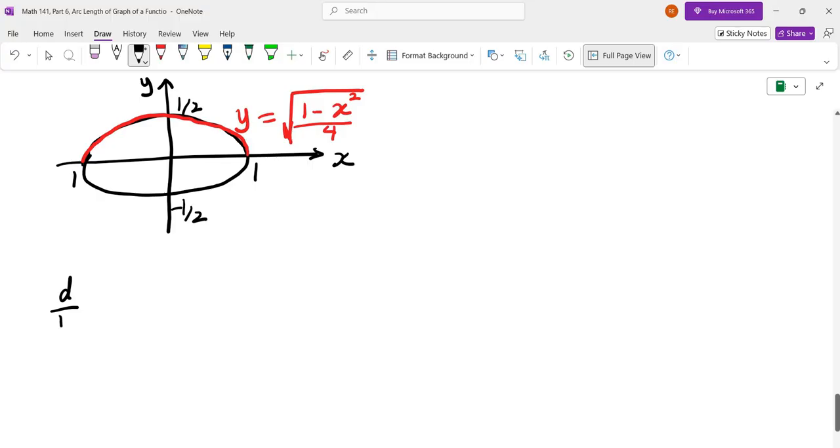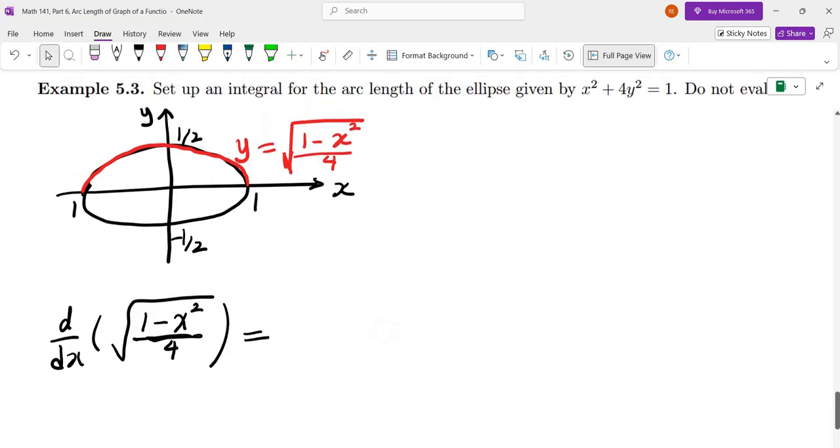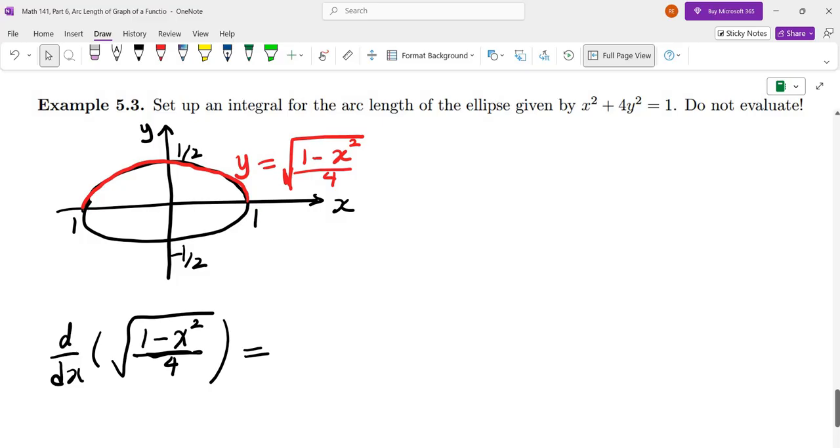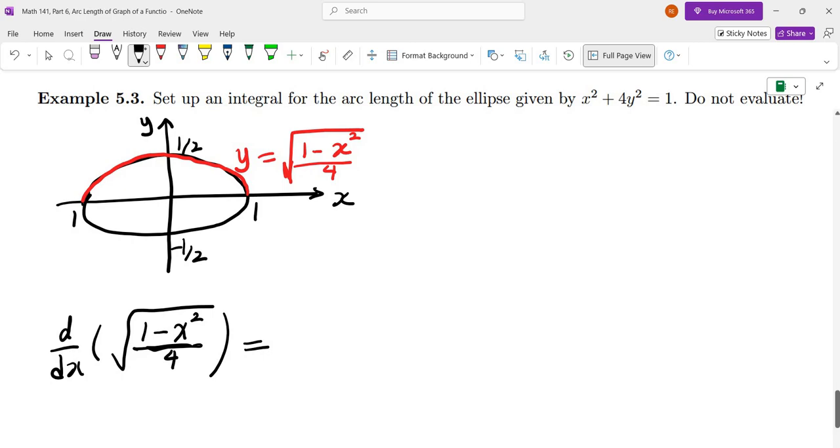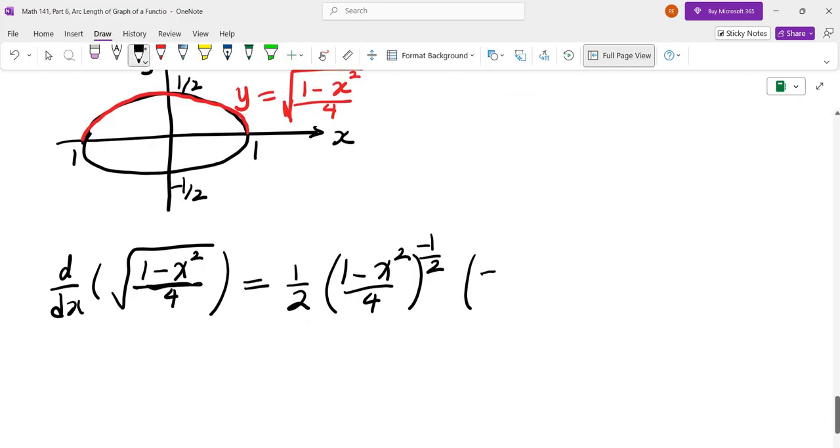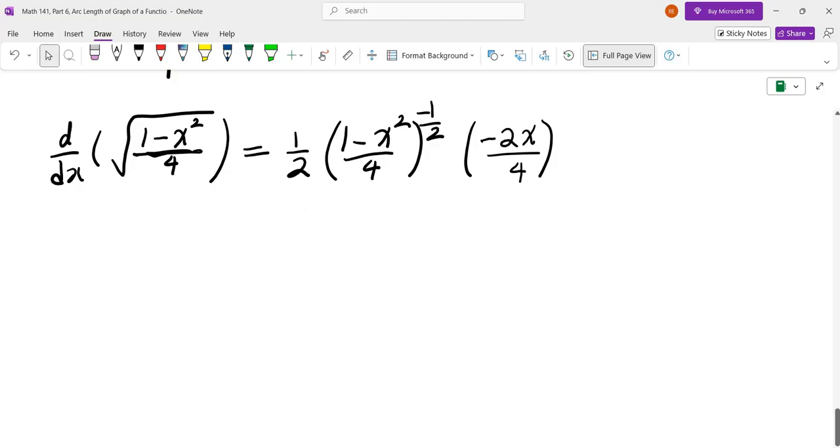So let's first take the derivative of this, the derivative of the square root of 1 minus x squared over 4, because eventually I need to be able to differentiate this and put it into the formula. Okay, so the derivative of that would be, first we have 1/2, then 1 minus x squared over 4 to the negative 1/2. And then the derivative of the inside. The derivative of the inside is negative 2x over 4. So that's the derivative of the inside. Now we'll have to square that.